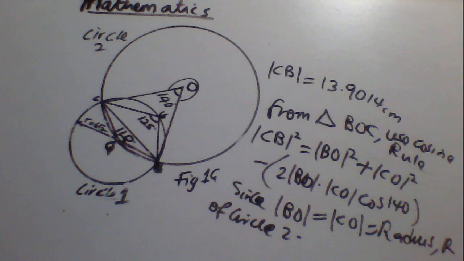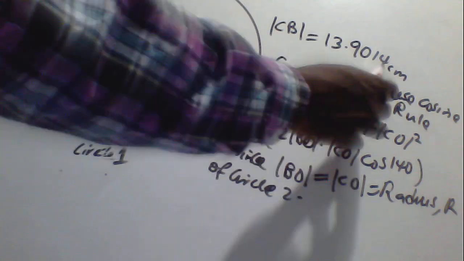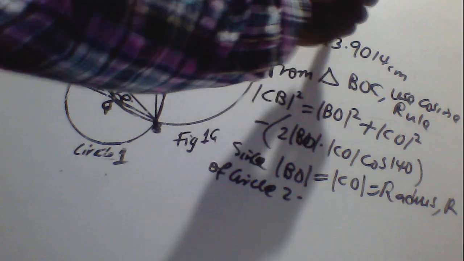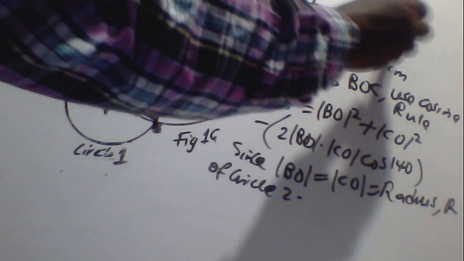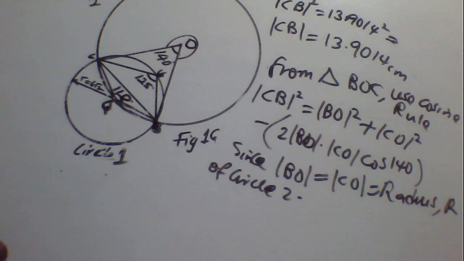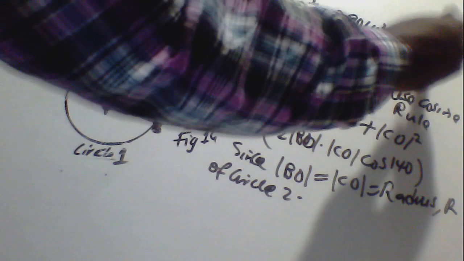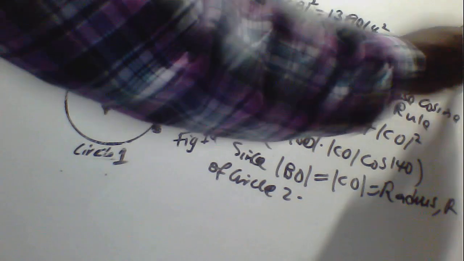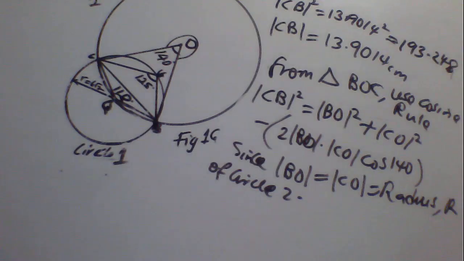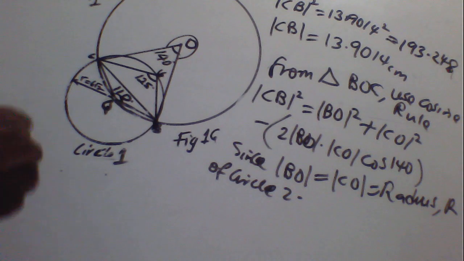So from here we solve it. Since CB is equal to 13.903, CB squared will be equal to 13.9014 squared, and this will give us the square of CB, which gives us 193.248. Is it not so? That is it, 193.248.